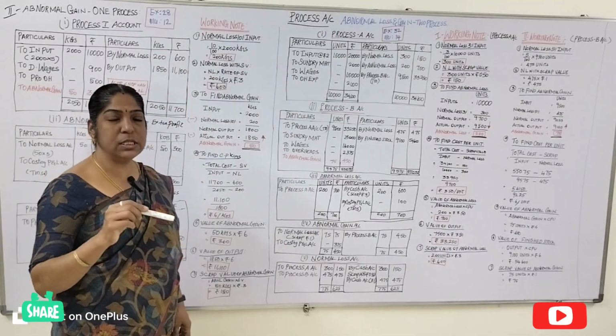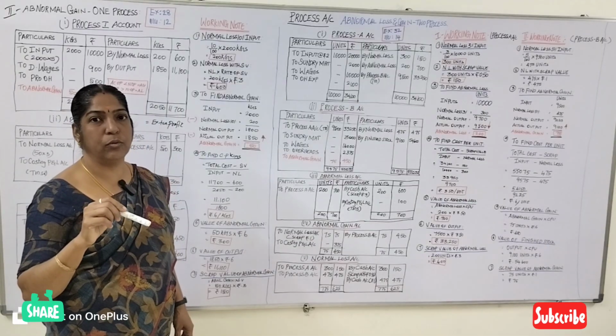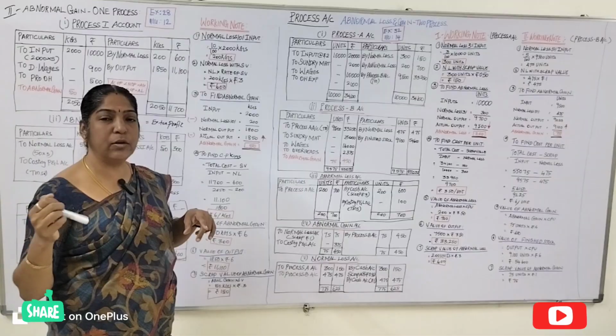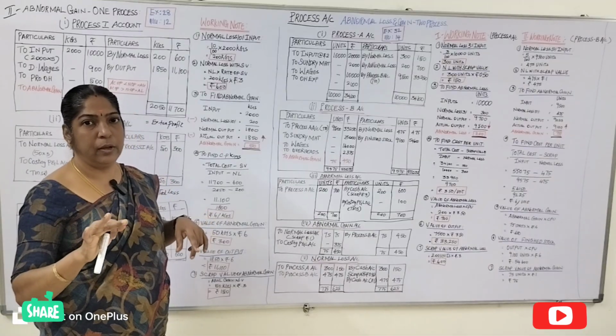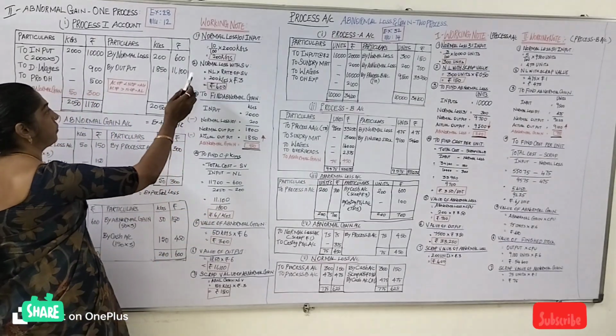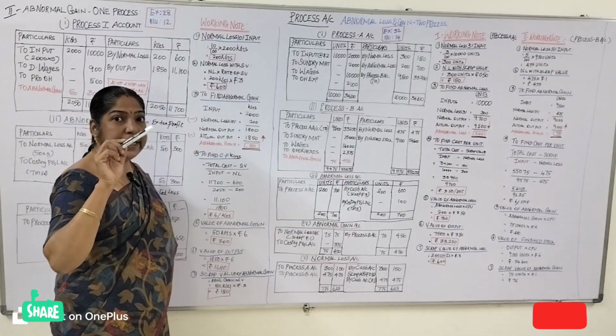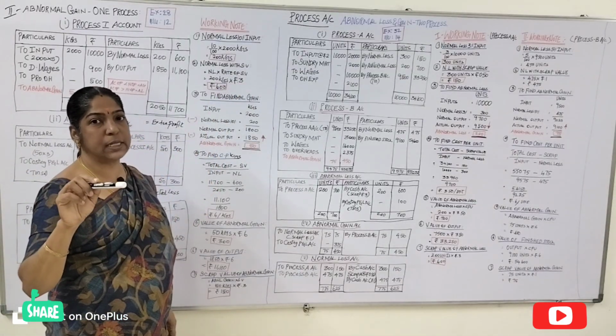Then what is the scrap value? How much is the scrap value for 200 kgs? The scrap value they have given in the question is 3 rupees per kg. So normal loss with scrap value. What is the format? Normal loss into rate of scrap value.